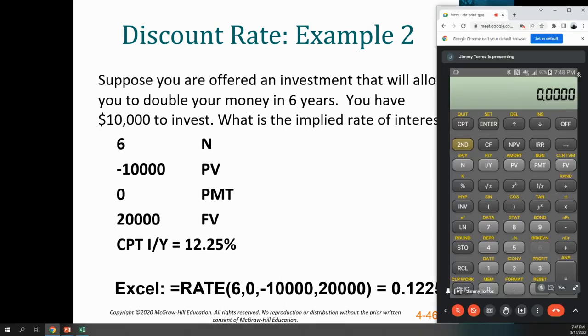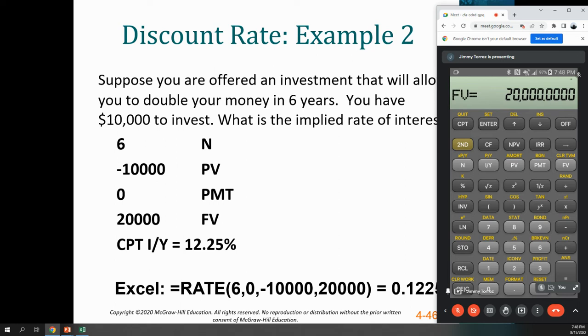So here we have 6 years as N, so 6 and enter. The present value, we're going to do negative, so negative 10,000, PV, enter. Payments is of course 0, so I'm going to leave that alone. And I want $20,000 after these 6 years, so 20,000 future value, enter. That's what I want. I want to double my $10,000 to $20,000.